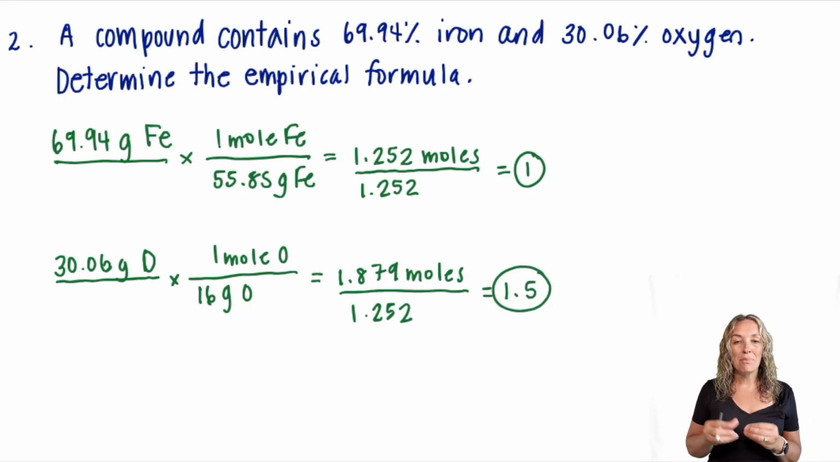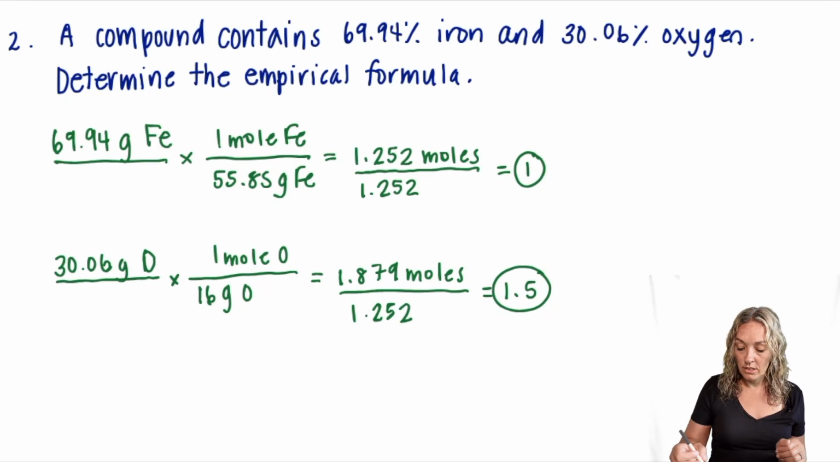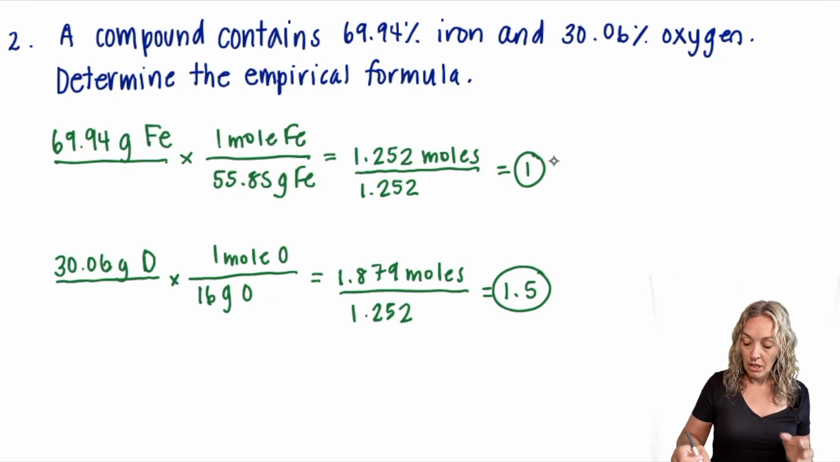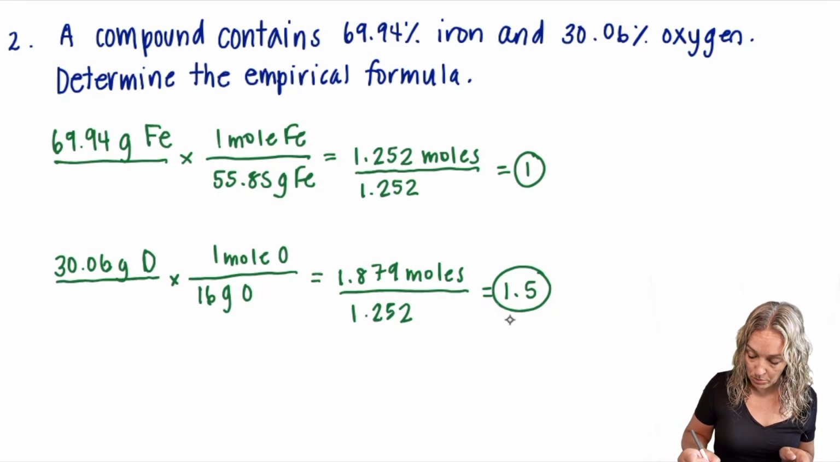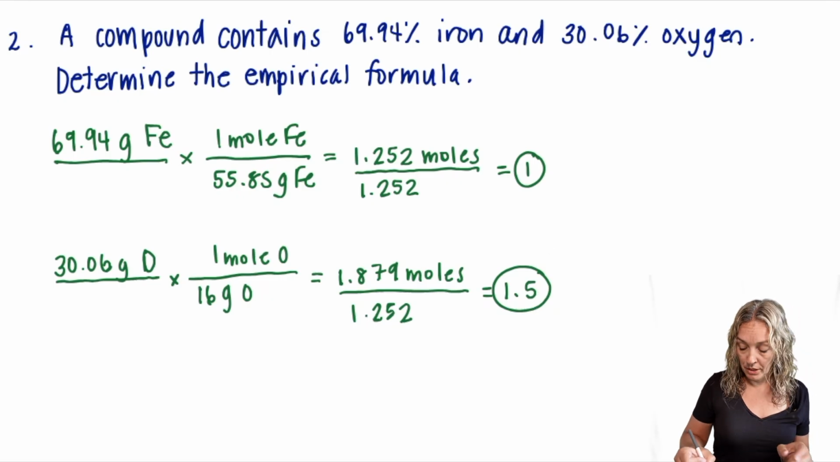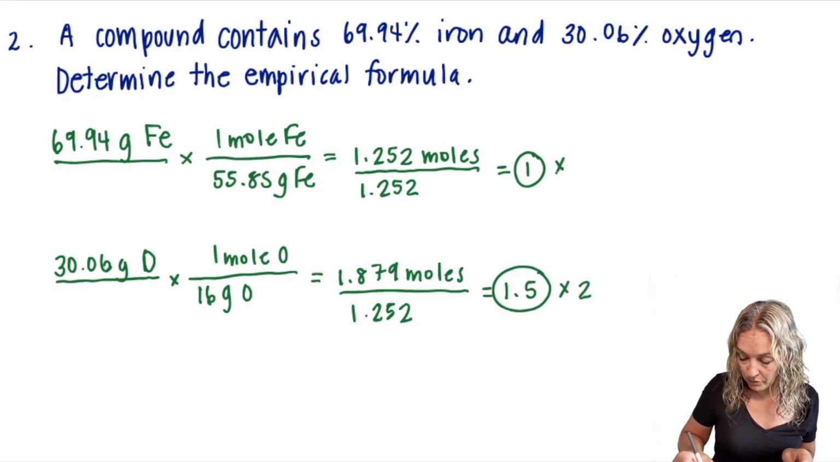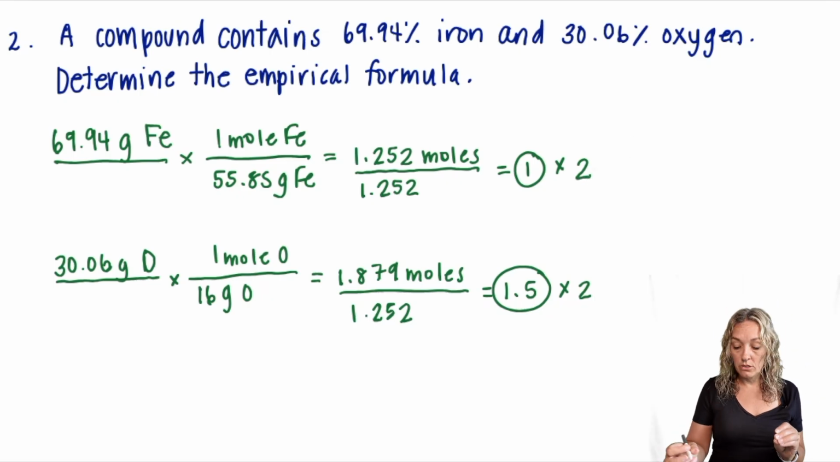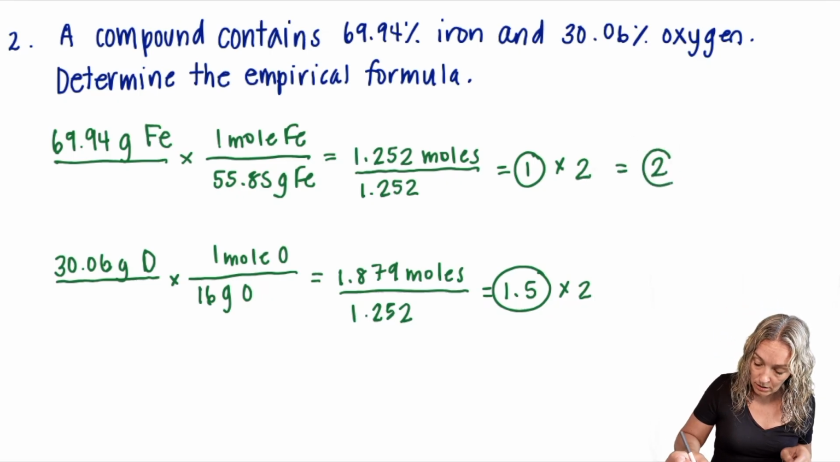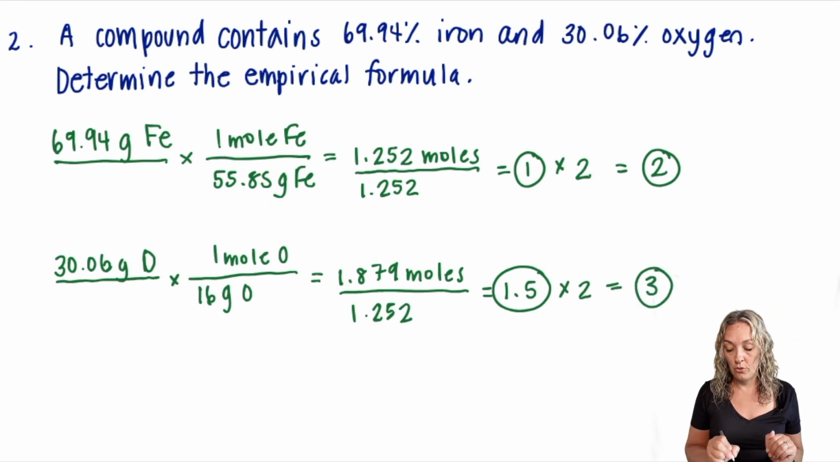Notice that my numbers are better, but they are still not whole number ratios. This happens sometimes, but I can't write a formula as Fe1O1.5. I need to keep this ratio the same, but it needs to be expressed in a whole number. The easiest way to do this, if you have this problem, is to just simply get this 1.5 to a whole number by multiplying by 2. Whatever you do to one substance, you need to do to the other as well. That means that the lowest ratio between the two is a 2 to 3 ratio this time.